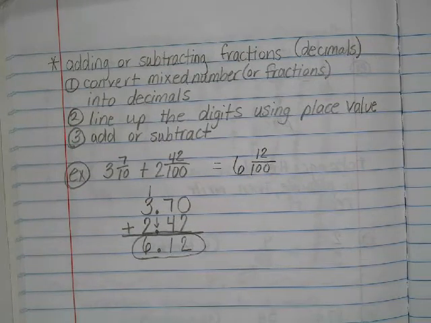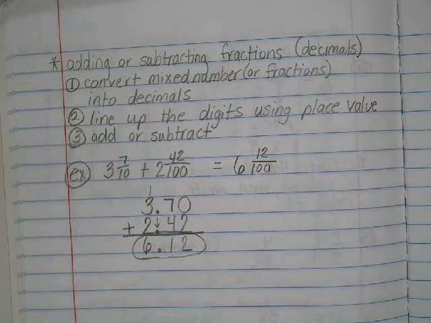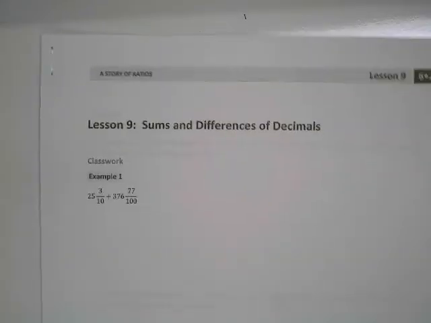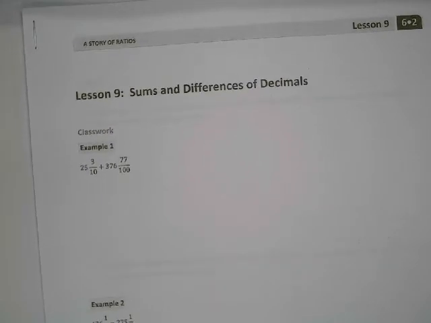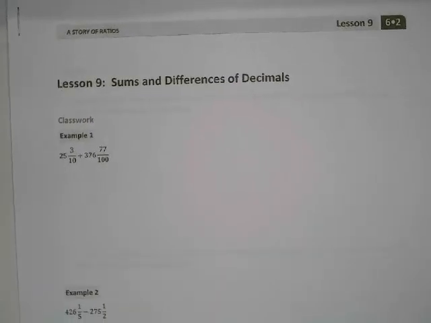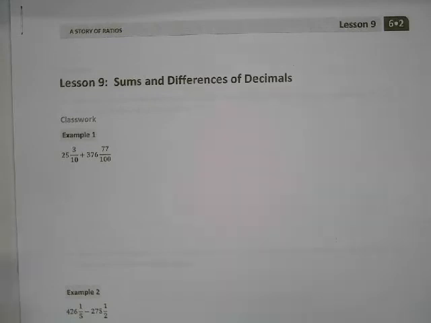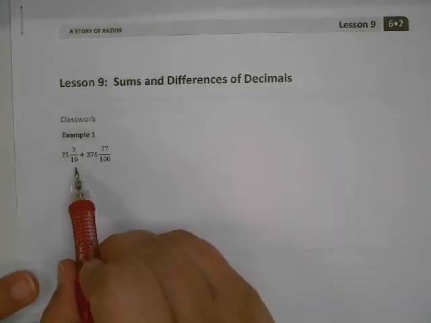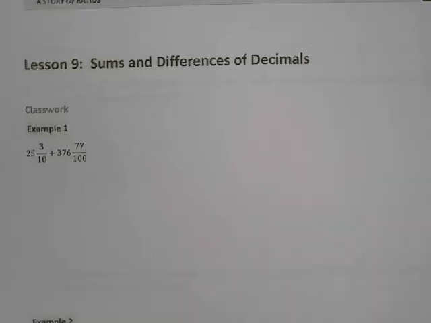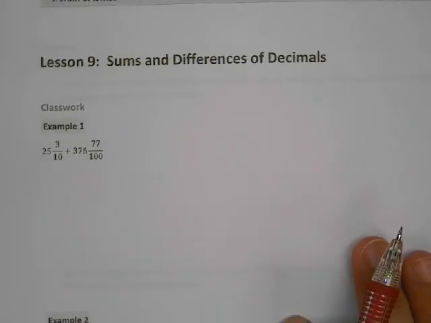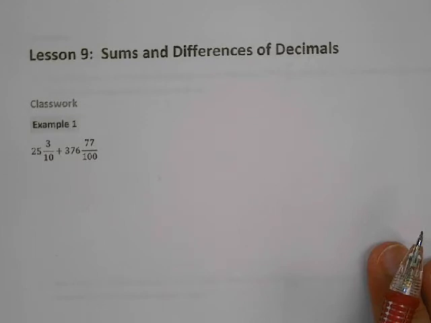So now we're going to take out our book and we are going to do some practice together. If you take out your book and you open it up to Lesson 9, Sums and Differences. It's on page S39 in Module 2. The very first problem that they give us is 25 3/10 plus 77 1/100.